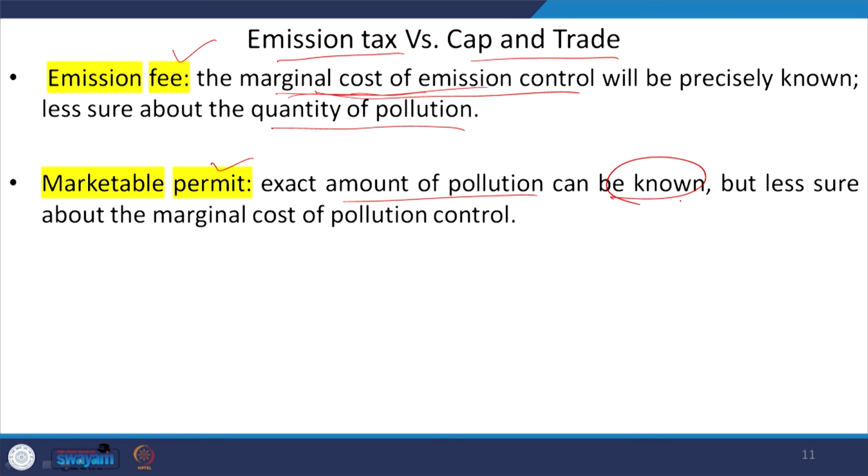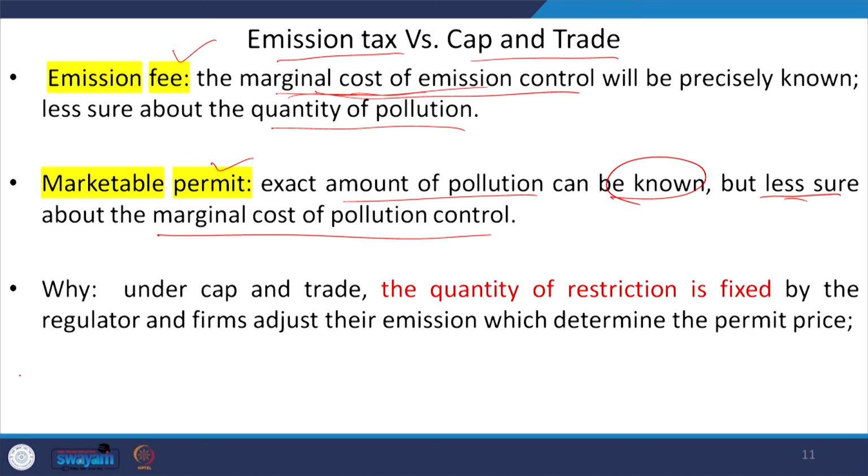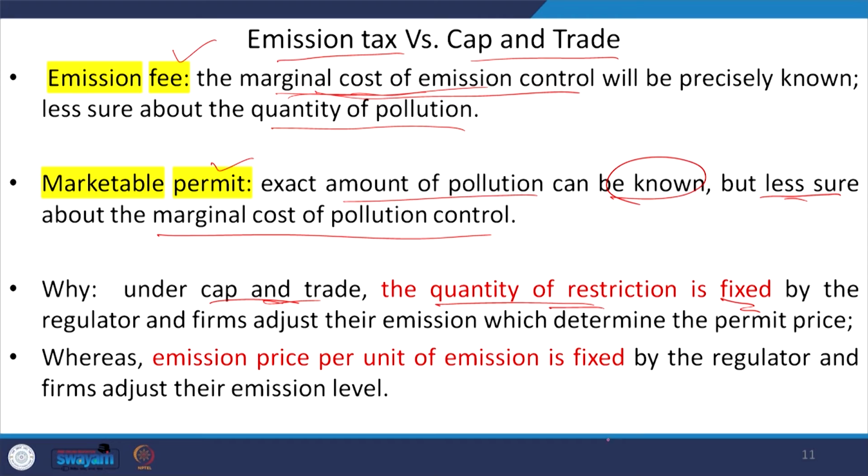Then the lesser known, we can find that the marginal cost of pollution control will be less sure. So, why is it so? Because under this cap and trade, the quantity restriction, or the upper limit of pollution, is fixed by the regulator itself. And all the polluting firms are asked to adjust their emissions, which determines the permit price.